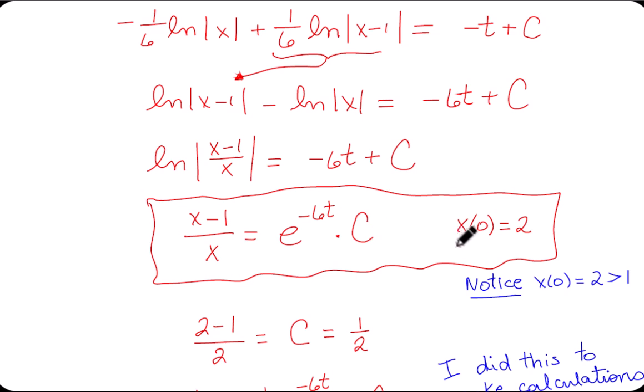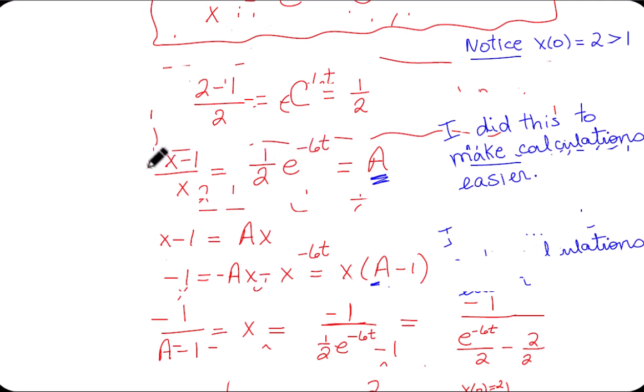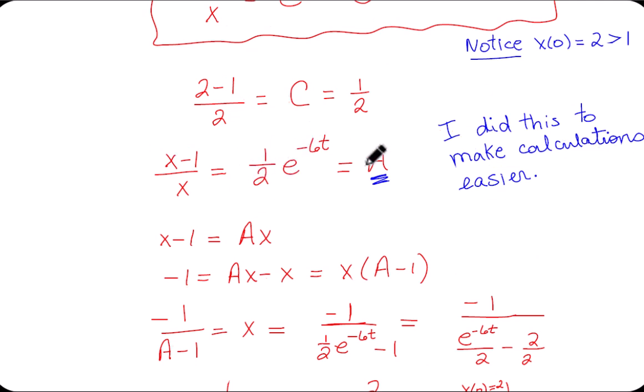All right, so my initial condition was at time 0, we were at 2. All right, so fill in 2, 2, and 0. I get that c is 1/2. All right, so c is 1/2, and so I've got this. And now I need to solve for x. But that's kind of messy to keep carrying this with it. So I'm just going to call this thing a for convenience. Could have called it whatever you like.